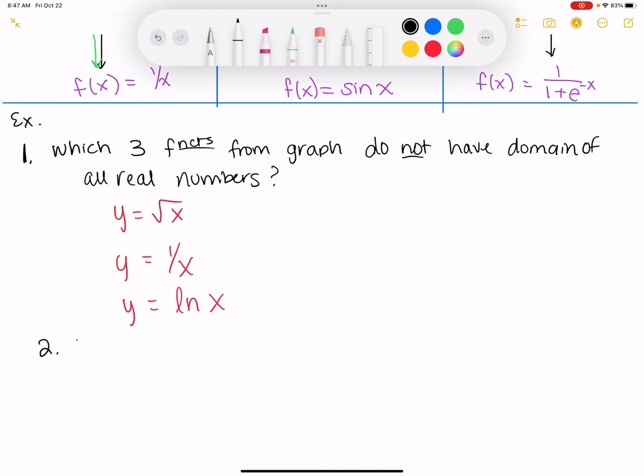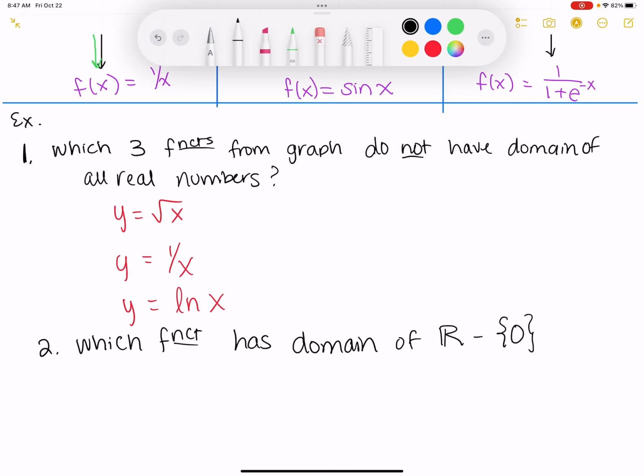All right, which function has domain of all real numbers minus 0? So 0 is not part of the domain. Why isn't 0 in the domain for this one then?